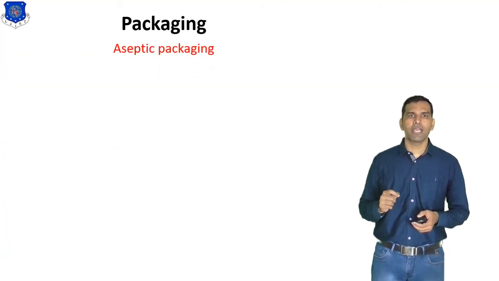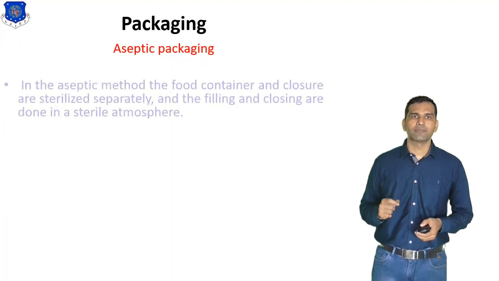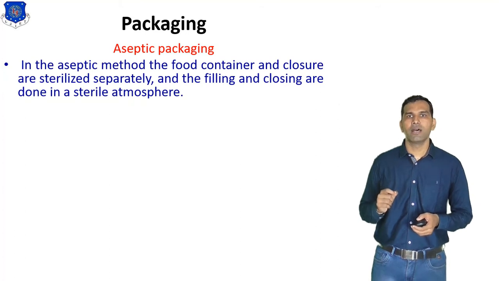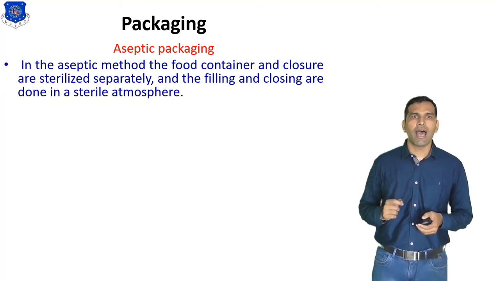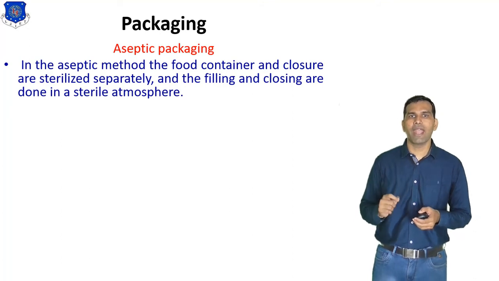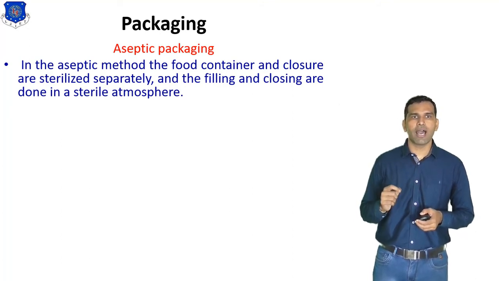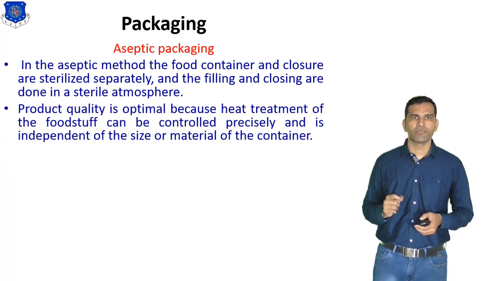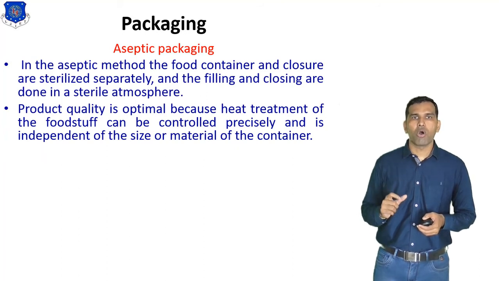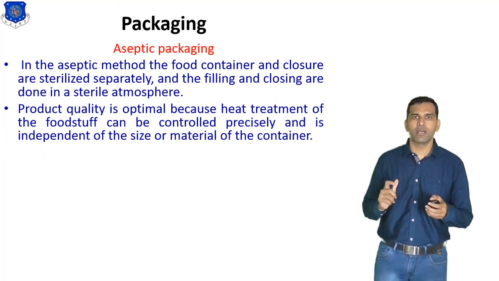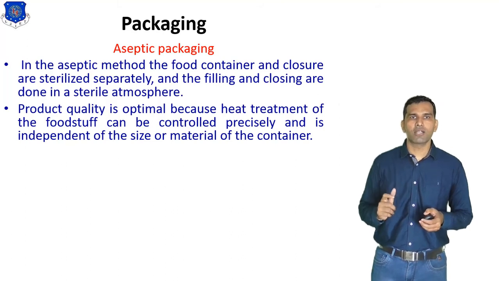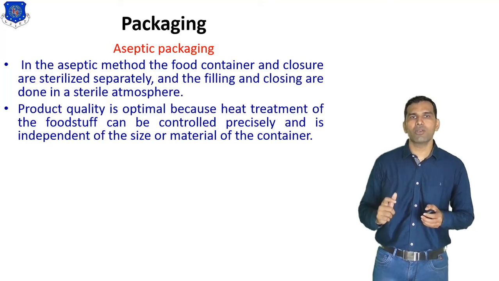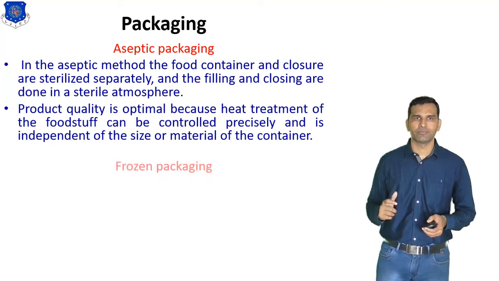Now the second method is aseptic packaging. In the aseptic method, the food container and the closure are sterilized separately and the filling and closing are done in a sterile atmosphere. Product quality is optimal because the heat treatment of the food can be controlled precisely and is independent of the size or the material of the container.